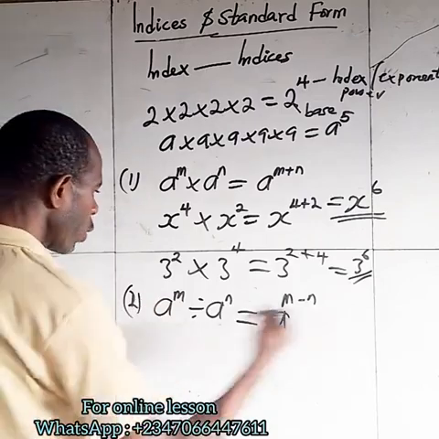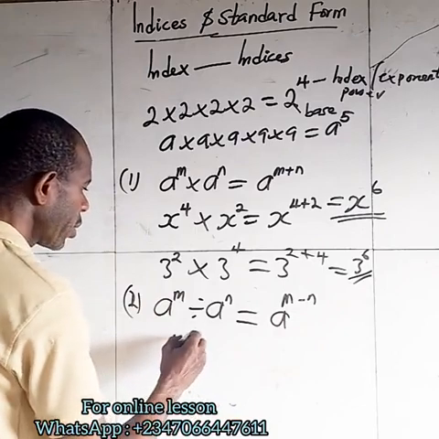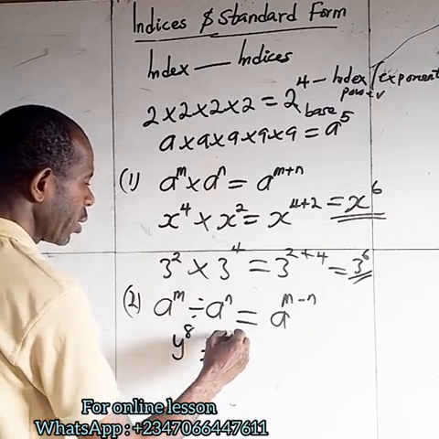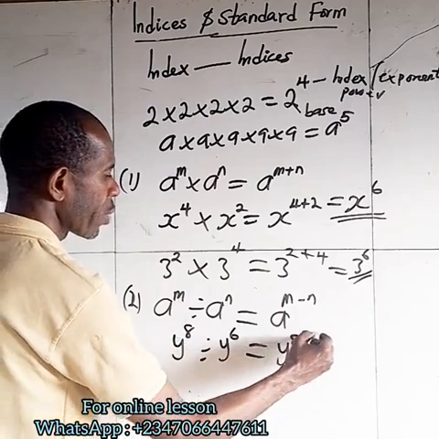So in that case, if I have something like y raised to power 8, then divided by y raised to power 6, then it will give us y raised to power 8 minus 6.